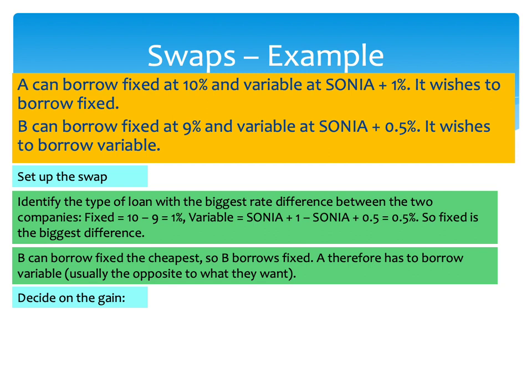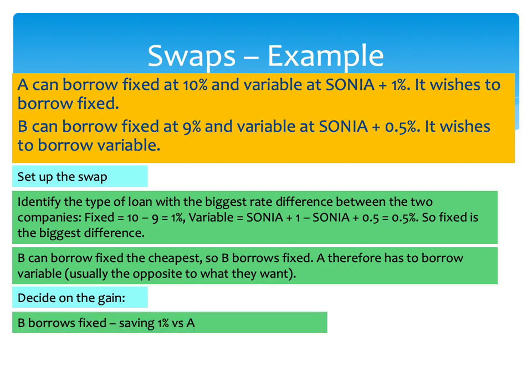Now what we then need to do is to decide on the gain. What saving can we make, and who's going to make what saving in theory? Now like we said, these two companies need to take out a fixed loan for one of them and a variable loan for the other. So there are two loans that have to be taken out. We've just decided that B is going to do the fixed borrowing. So B is going to take out a fixed rate loan. That will save 1% on interest rates compared to A doing it.